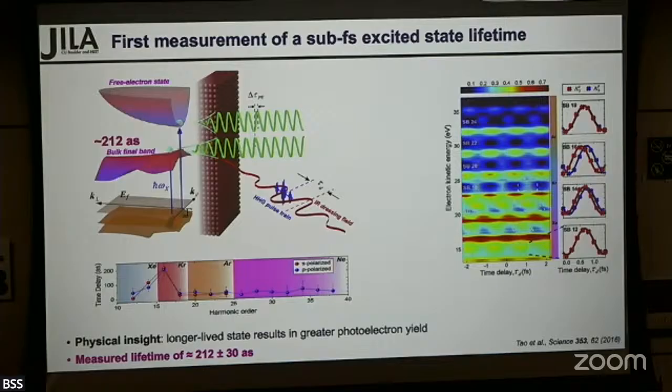Okay. And there's a slope because you're beating a path through a free electron final state with a very short lifetime and a path through the excited state resonance with a long lifetime of 200 attoseconds. Did that make sense? Yeah. Great. So it's a way to measure a very specific lifetime with band specificity.